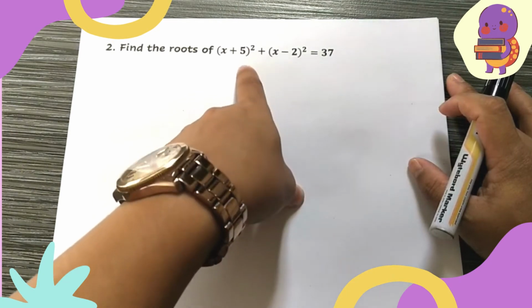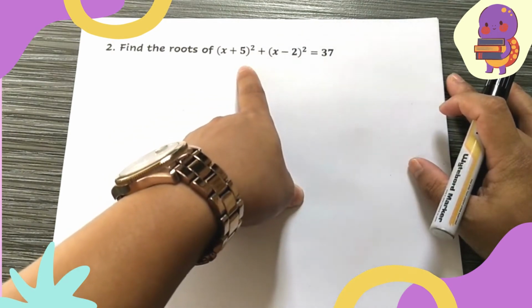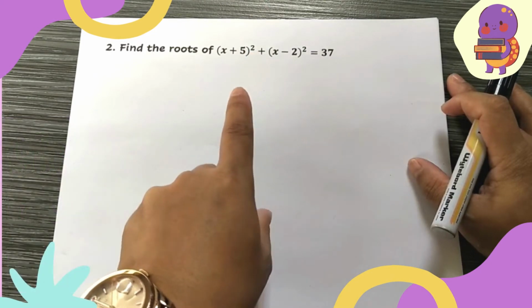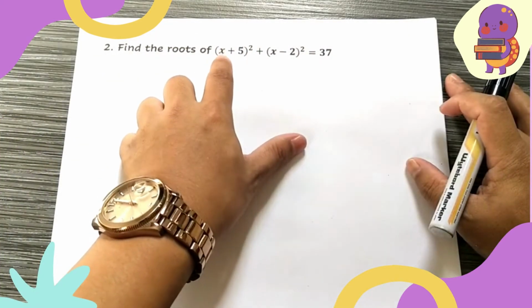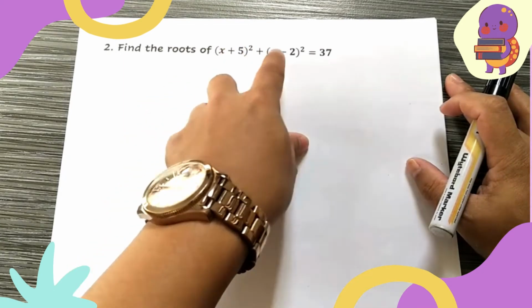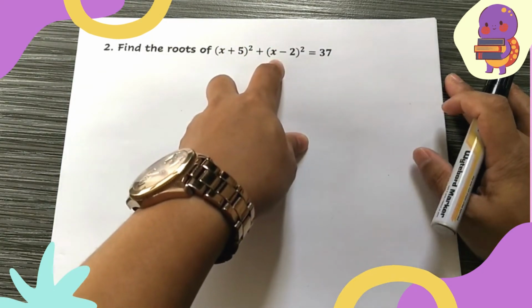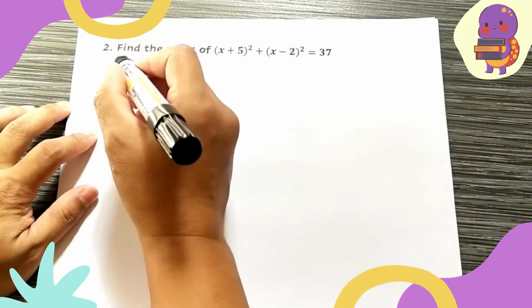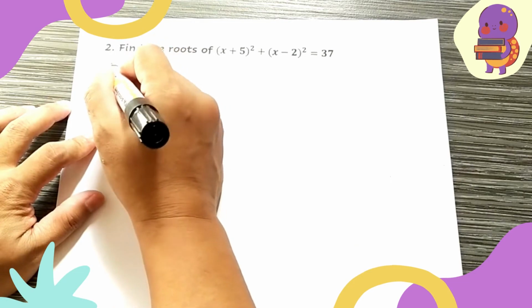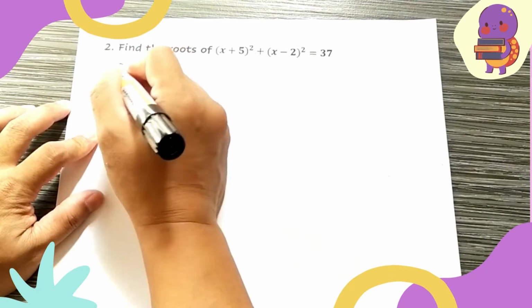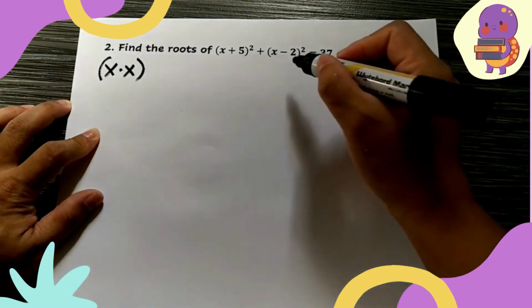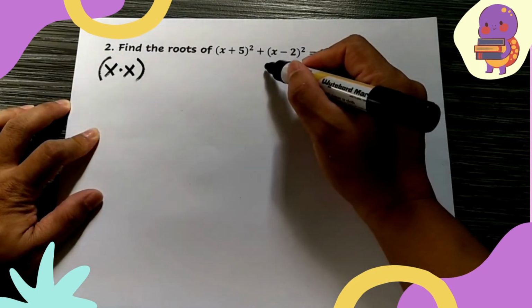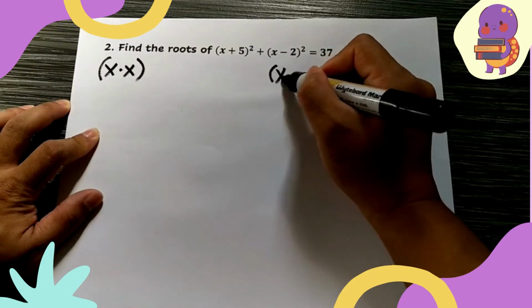Okay? So, to expand the expression of a square of binomial, ang first step natin is you have to square the first term. Ano yung mga first term natin? We have here x for this expression. X naman para dito sa second expression natin. Okay? So, we square the first term. That is x times x. Para naman dun sa second expression, that is x times x as well.